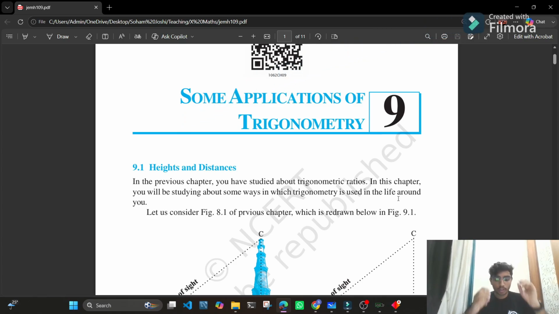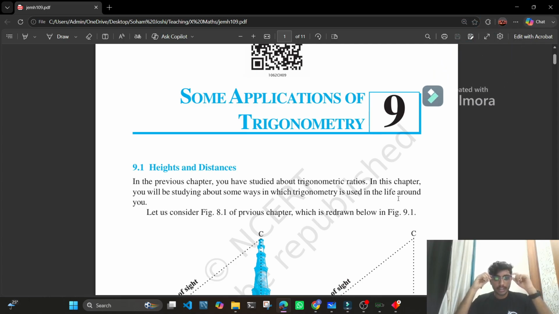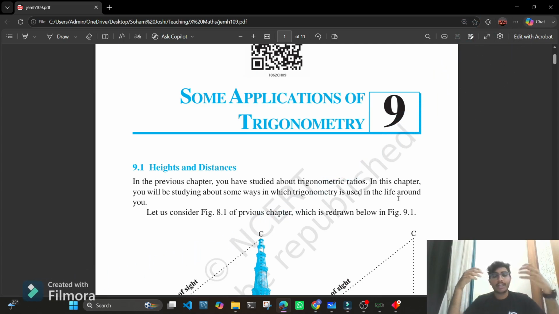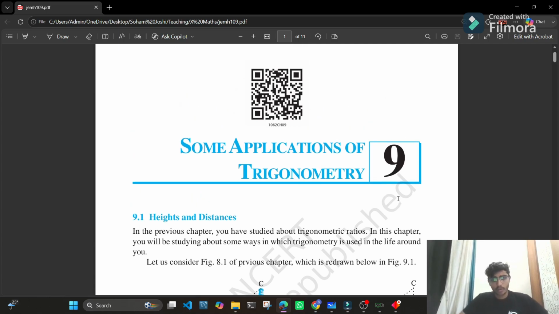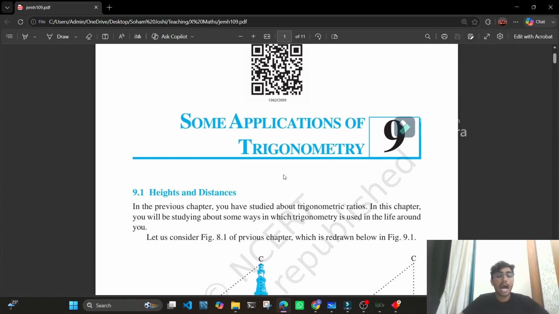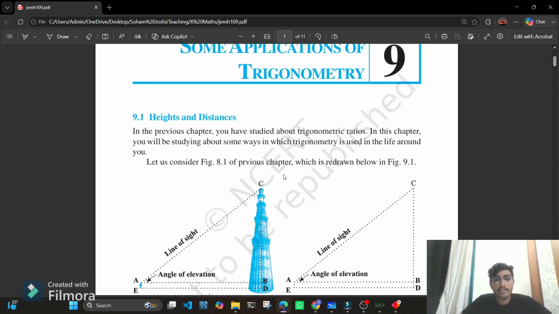In the last video, we saw the concept of trigonometry. We learned what trigonometric ratios are, how we calculate them, what some standard trigonometric ratios are, what the trigonometric identities are, and how we use them in general. So today we are going to learn its real life applications: how trigonometry is applicable in real life, and how we calculate heights and distances using the concept of trigonometry.